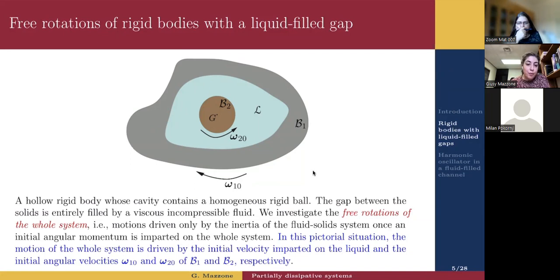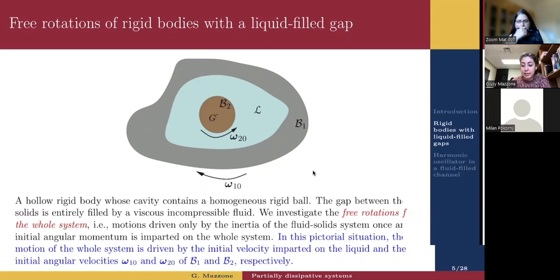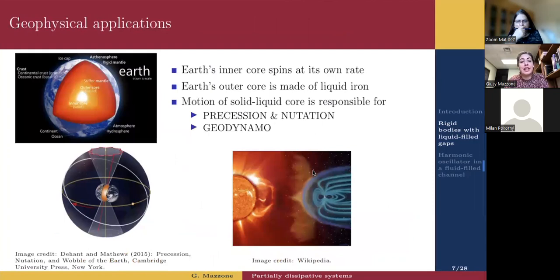So why do I consider rotations? From the mathematical point of view, this of course removes the problem of collision, so it is a mathematical simplification. But what I'm mainly interested in is the application, because of geophysics. It is well known that the Earth's inner core spins around the center at its own rate. And the fluid core, basically the area between the mantle and the inner core, is filled by liquid iron. The motion of the inner core is what is thought to be the driving mechanism for the geodynamo, the generation of the magnetic field of the Earth, as well as for the general motion of the Earth, and in particular for the precession and the rotation.